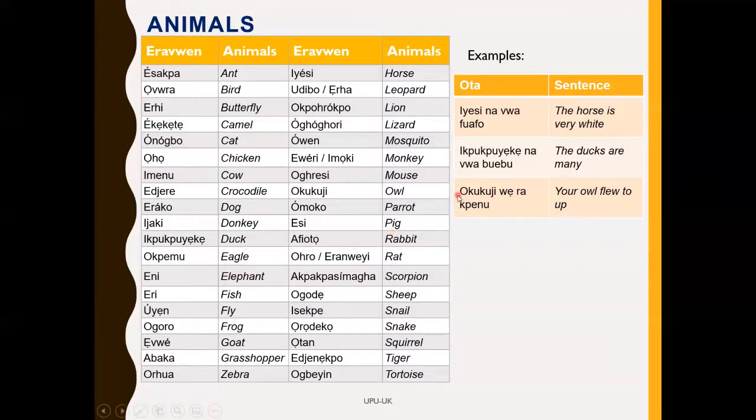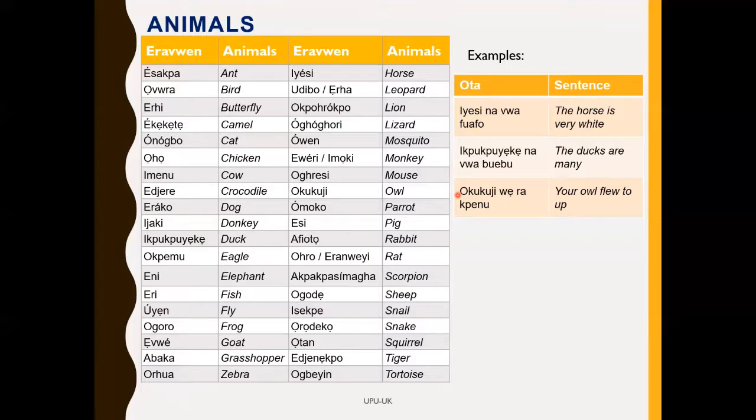Okay. Well, the example we're practicing, what we want you to expand on, is your owl flew up. Okukujiwe rakbenu. If I wanted to say, the owl flew up, okukuji na rakbenu. So don't limit yourself. Keep pushing yourself, keep being brave. Get back to us at Urhobo School if you need assistance. Just keep being brave, and that's how you will learn.